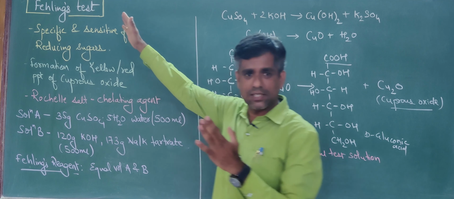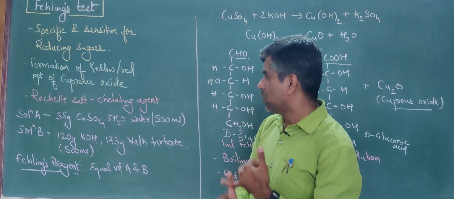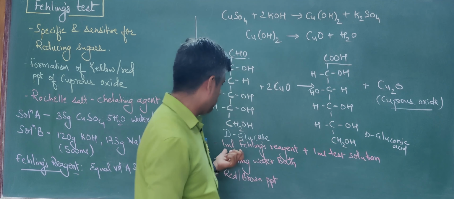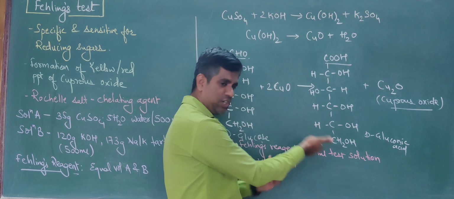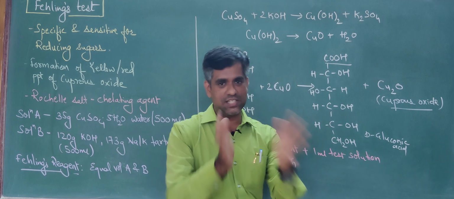So Fehling's test distinguishes between reducing and non-reducing sugars. Rochelle salt acts as the chelating agent. You mix 1 ml of your test solution and 1 ml of your Fehling's reagent and boil it in the water bath. A brick red precipitate means the test is positive.